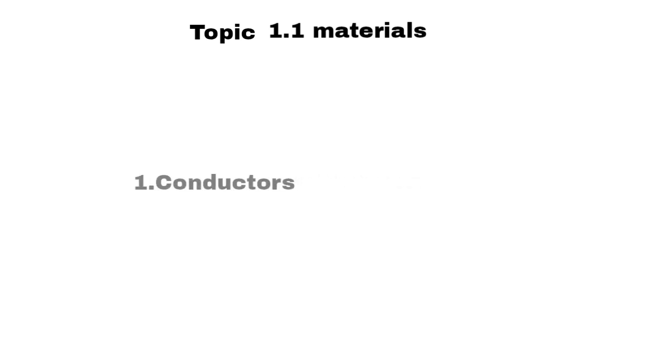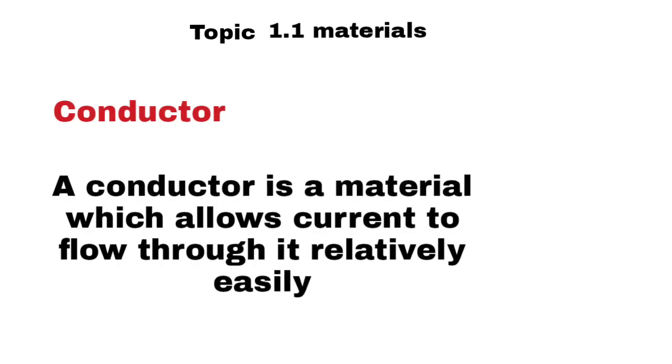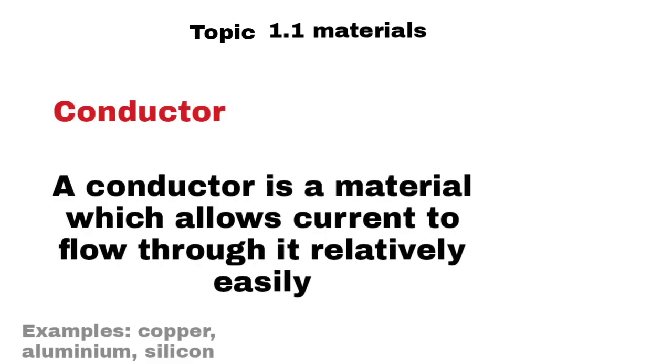Before talking about diodes, we need to understand materials. From the point of view of electrical conductivity, materials can broadly be divided into three categories. The first is conductors, the second is insulators, and the third is semiconductors. Let's understand each one. A conductor is a material that allows electric current to flow through it relatively easily.